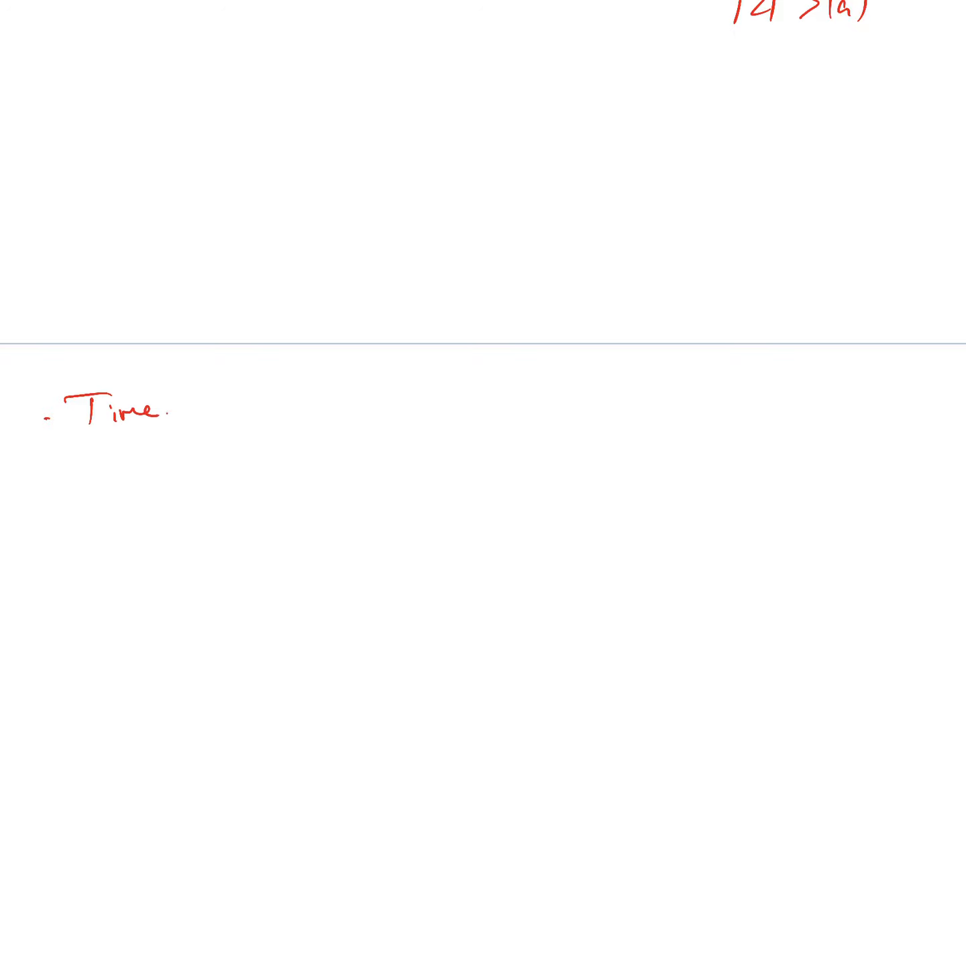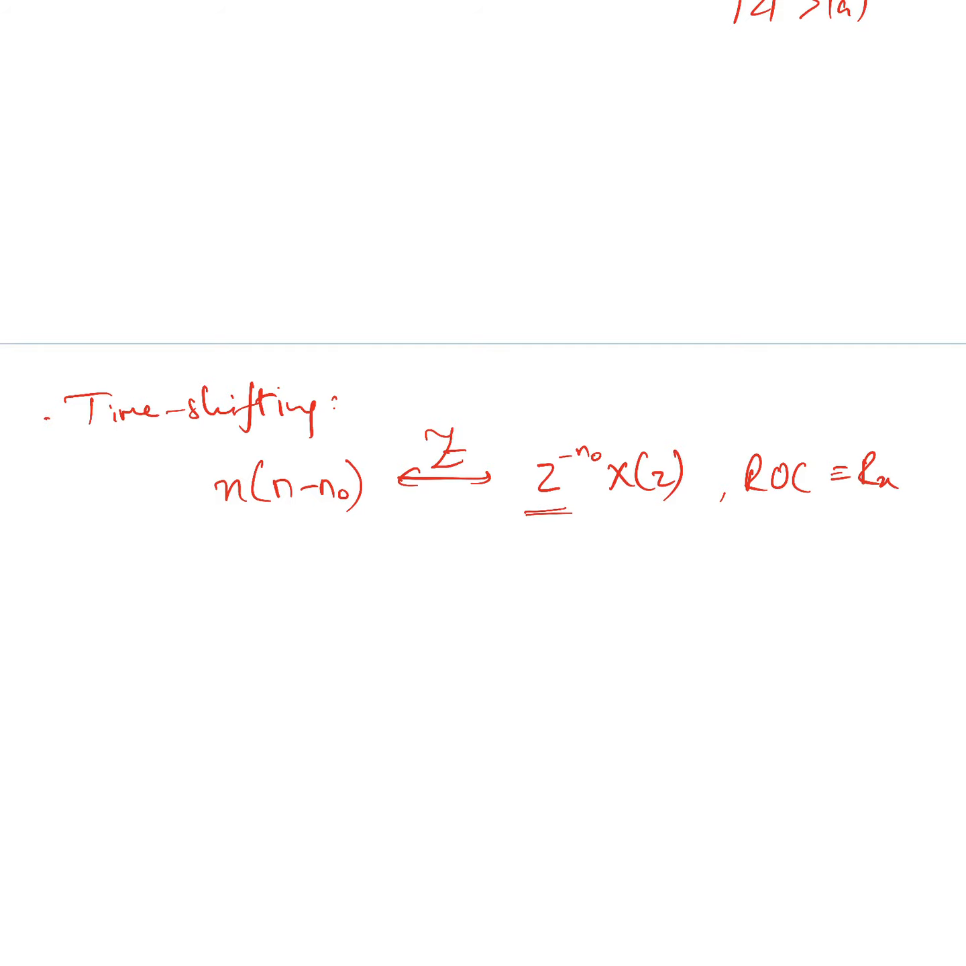Second property is time shifting, which says that if I shift the sequence by n naught samples, then while computing the z transform, an additional term is introduced. It is z to the power minus n naught, while the ROC would remain the same as earlier, except for the possible addition or deletion of z equal to 0 or z equal to infinity.